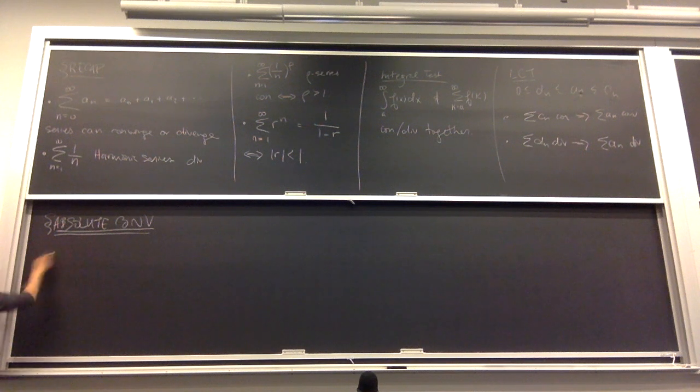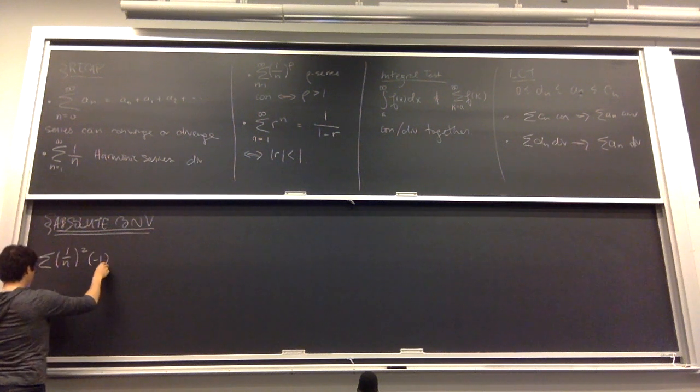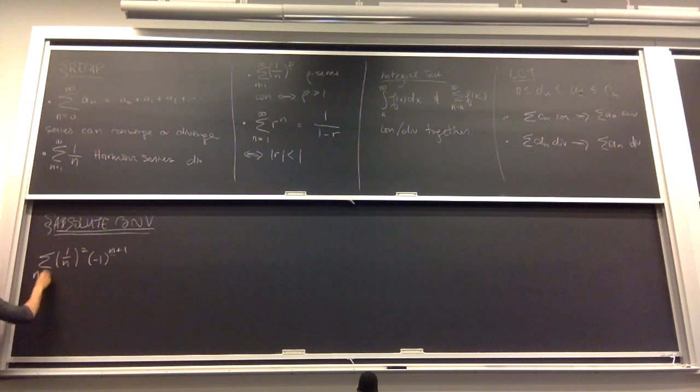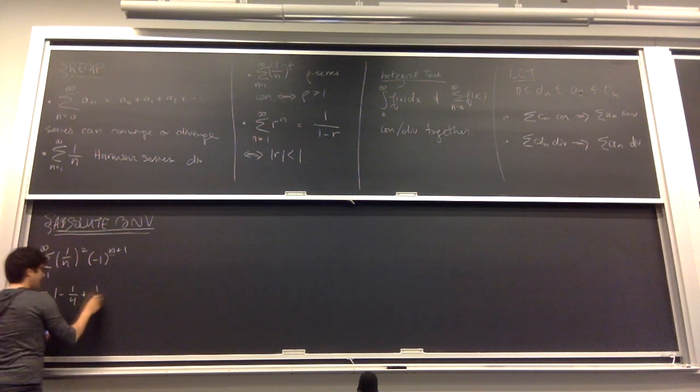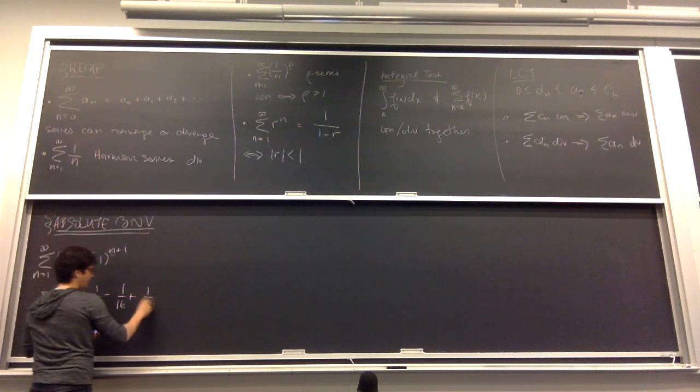So suppose I got the sum of 1 over n squared, but this is times minus 1 to the, let me see, k plus n plus 1, so n goes from 1 to infinity. This is going to be something like 1 minus a quarter plus a ninth minus a 16th plus a 25th, and so on.